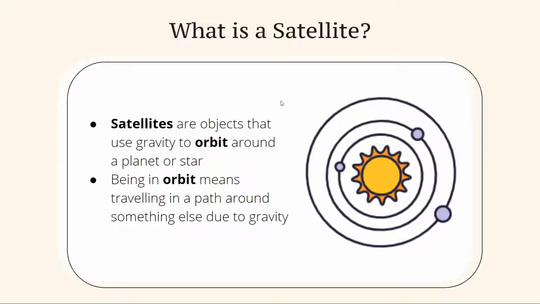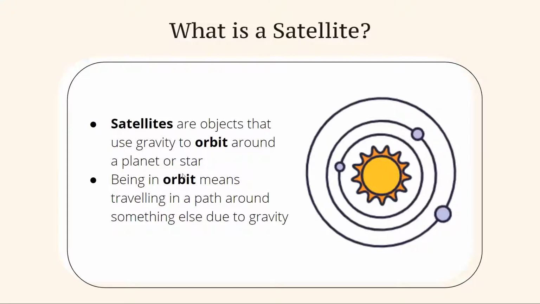Satellites are objects that use gravity to orbit around a planet or star. So satellites are things out in space that are caught by a gravitational field by something big. Planets or stars have a lot of gravitational force, right? They like to pull things into them. So some things get caught in that pull and start to orbit around that big planet or star.